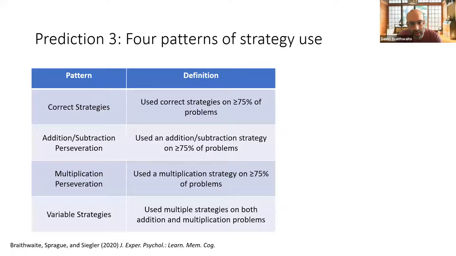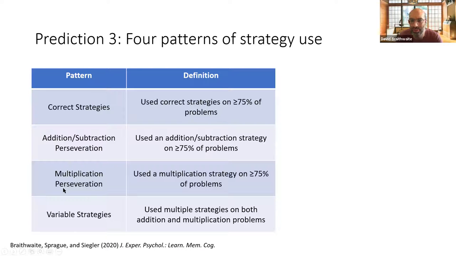The four patterns that were observed in fraction arithmetic were correct strategies, which we define operationally as using correct strategies on at least 3/4 of problems; addition, subtraction, perseveration, which we define operationally as using a strategy that would be correct for addition and subtraction on at least 3/4 of problems, which means you're mostly going to get correct answers on addition problems, but incorrect answers on multiplication problems.